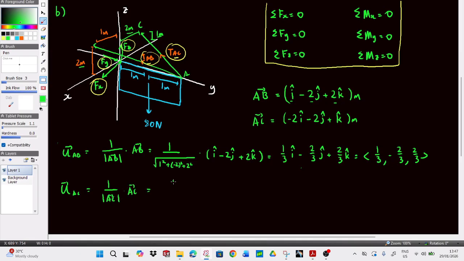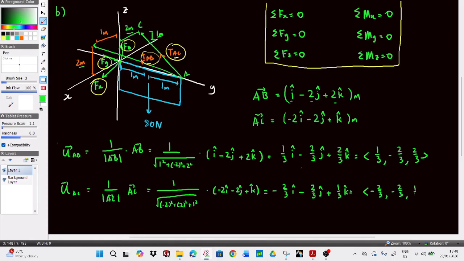times the vector AC itself. So as usual, same steps. Just 1 over the magnitude, which becomes the square root of negative 2 squared plus 2 squared plus 1 squared, times negative 2I minus 2J plus K. So you still get 1 over 3, so it becomes negative 2 over 3 I, minus 2 over 3 J, plus 1 over 3 K. So it becomes negative 2 over 3, negative 2 over 3, 1 over 3. So you've got your UAC and UAB.